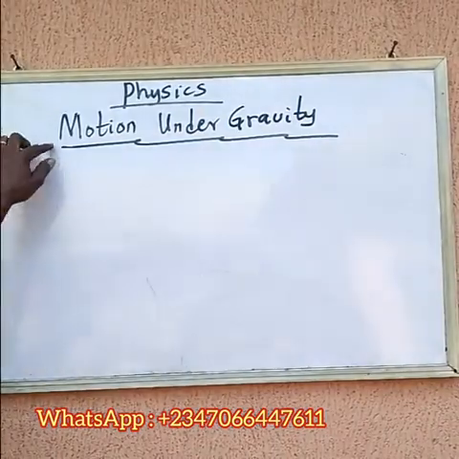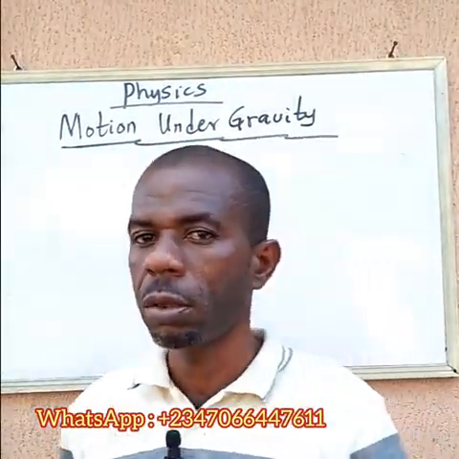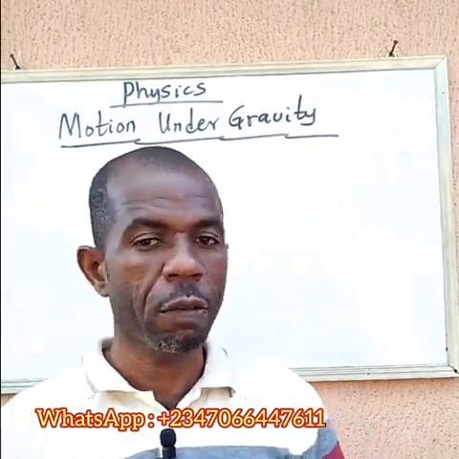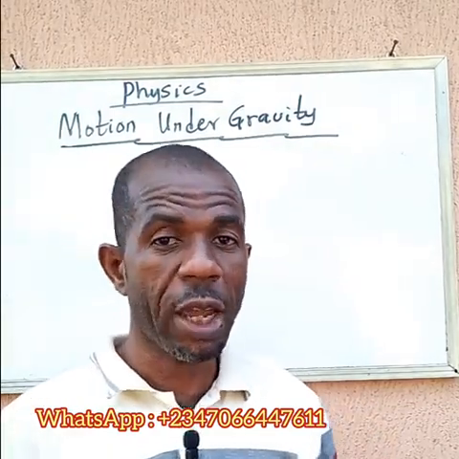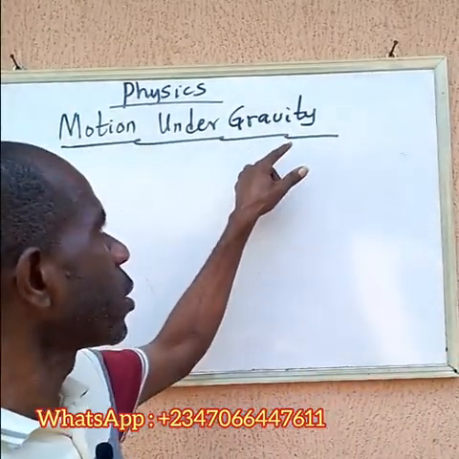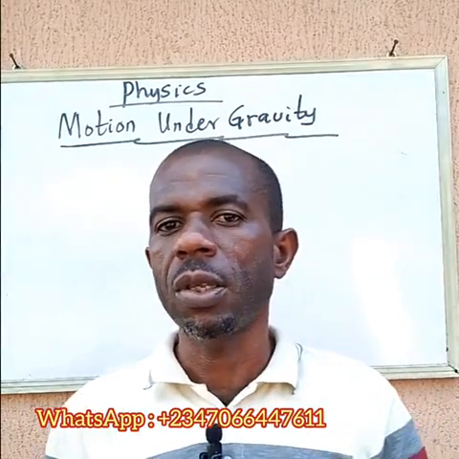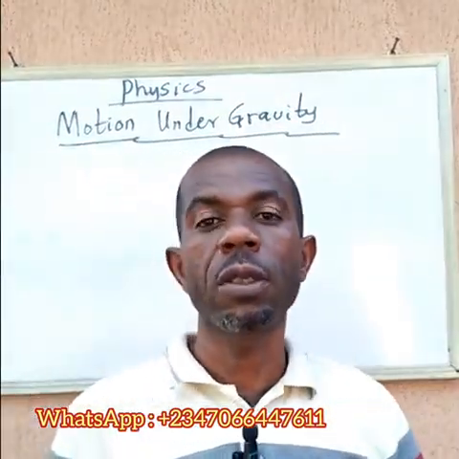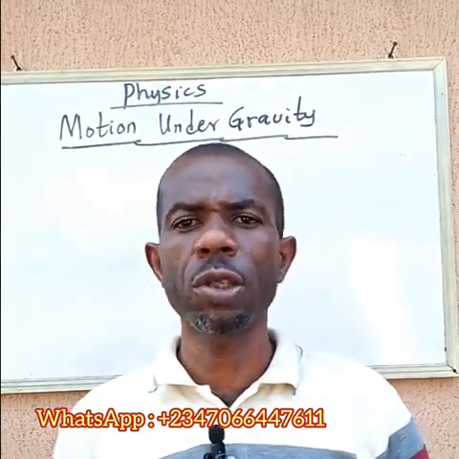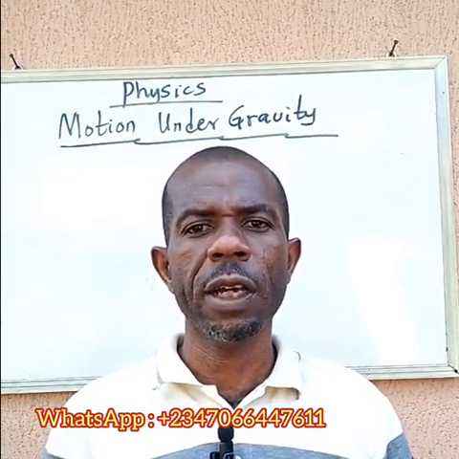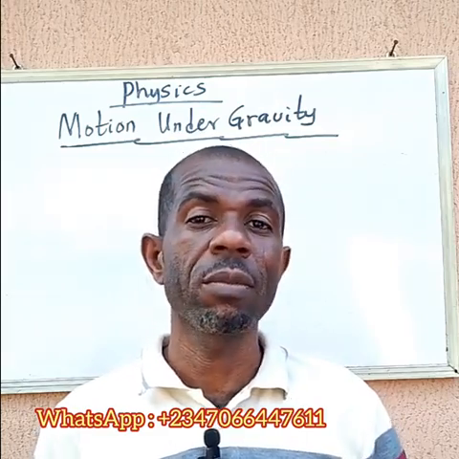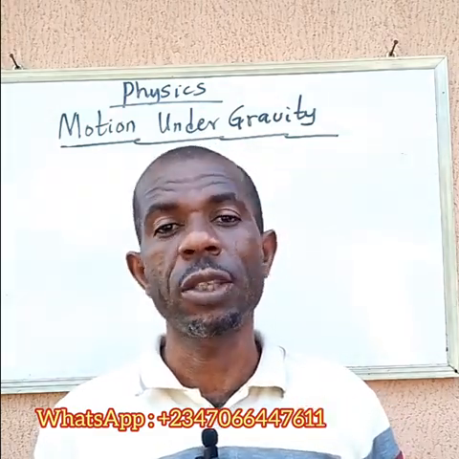From the word motion, we already know what motion is. Motion simply means movement, or change in position of an object with respect to time. But now let us consider the one under gravity. We know that gravity is that pulling force of the earth. When we say motion under gravity, it simply refers to the motion of objects when the only force acting on them is gravity. So that's what it means.